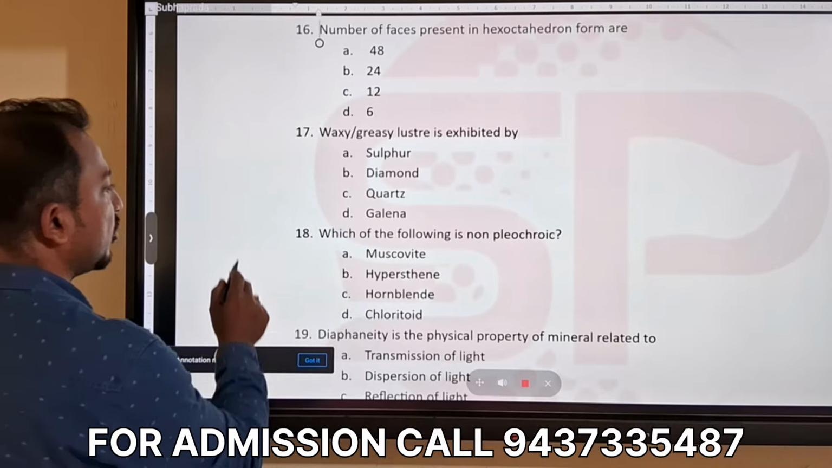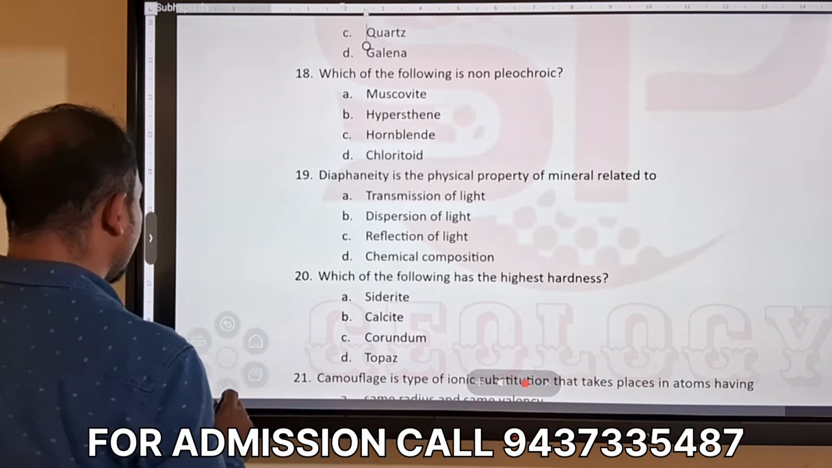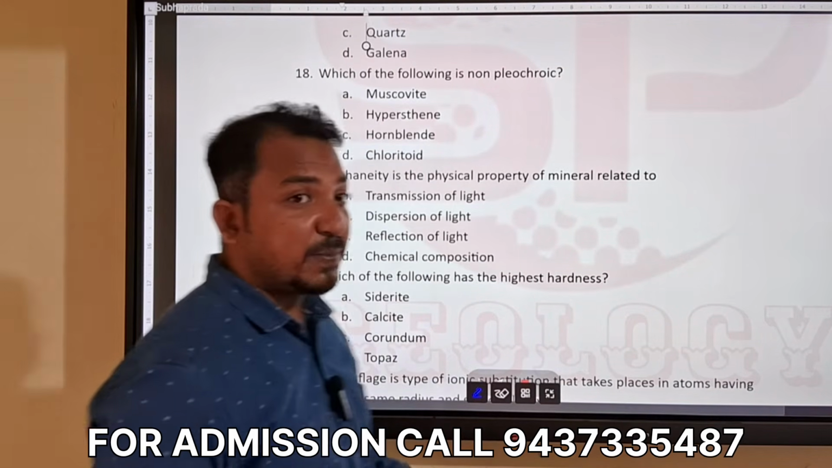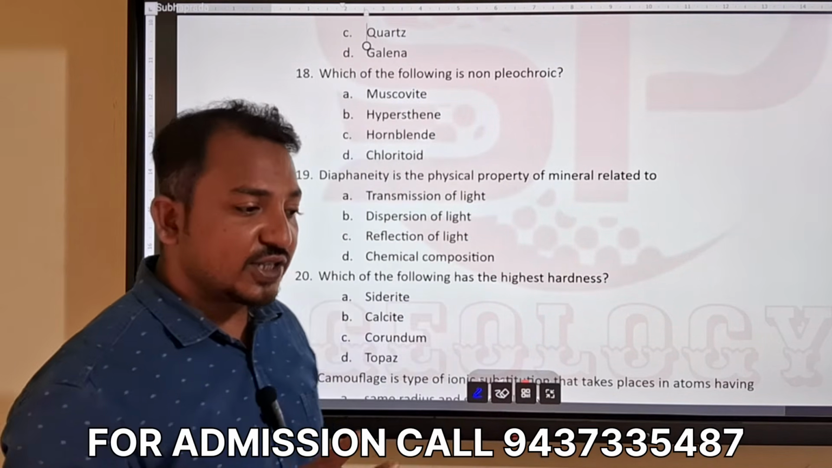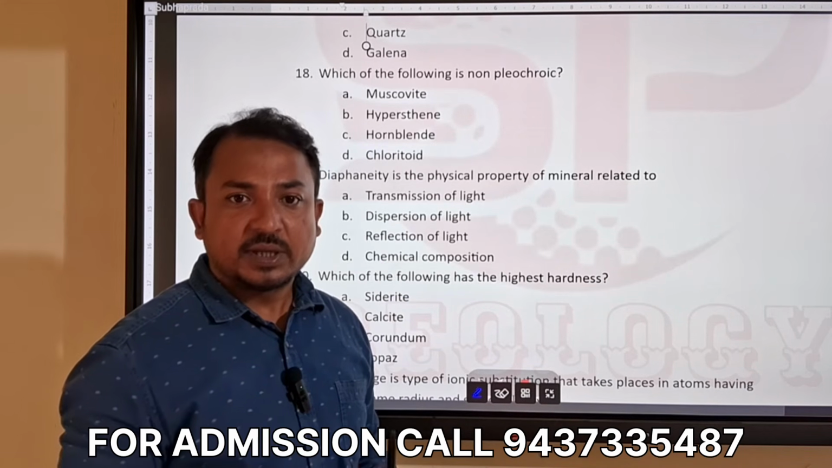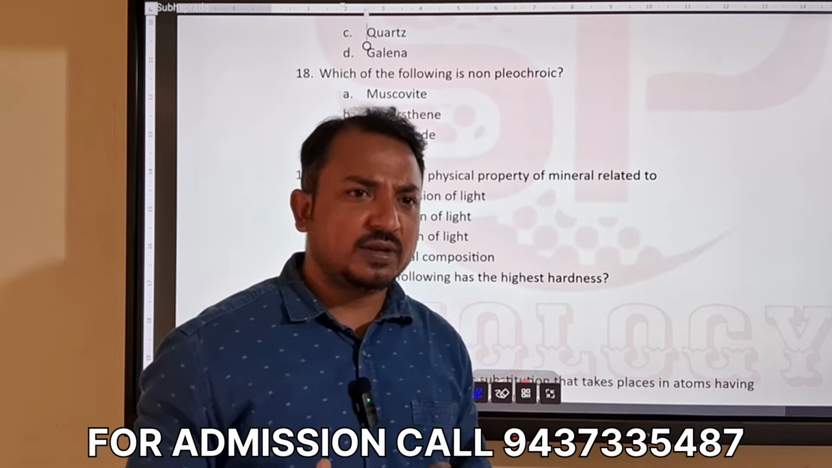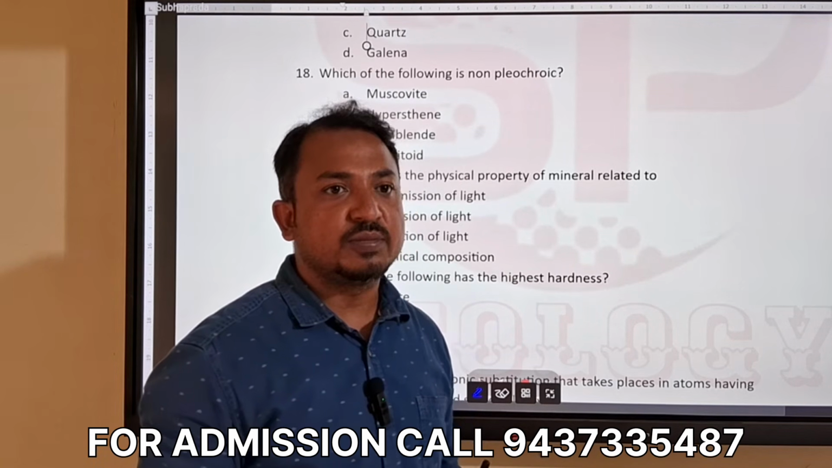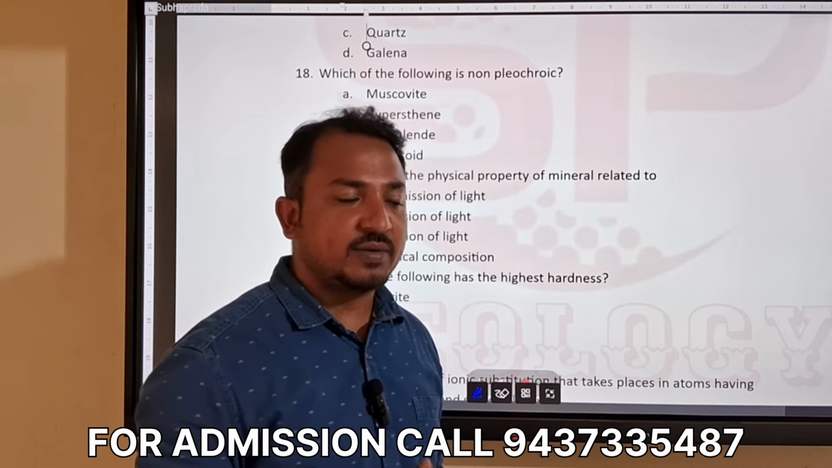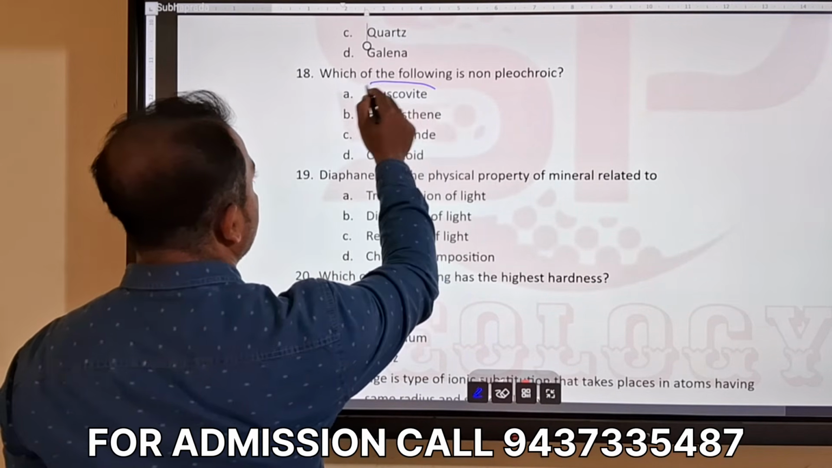Which one of the following is non-pleochroic? So always remember, in case of the mica group, how we distinguish between biotite and muscovite. Biotite is very strongly pleochroic, but muscovite is non-pleochroic. That is a very common distinction between biotite and muscovite. Very common point. Remember this. So muscovite is obviously non-pleochroic.